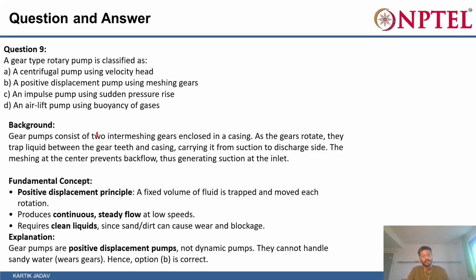So gear pump, we know that it consists of two intermeshing gears enclosed in a casing, right? And as the gears rotate, the trapped liquid between the gear teeth and casing is carried from suction to discharge side. The meshing at center prevents backflow, thus generating the suction.